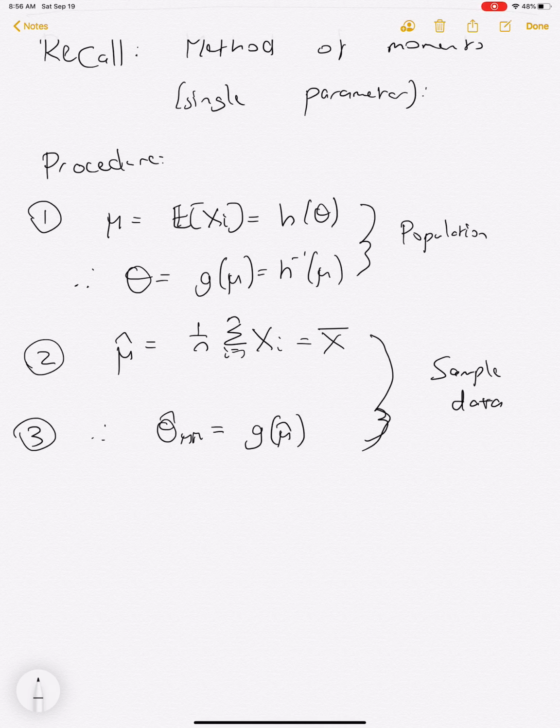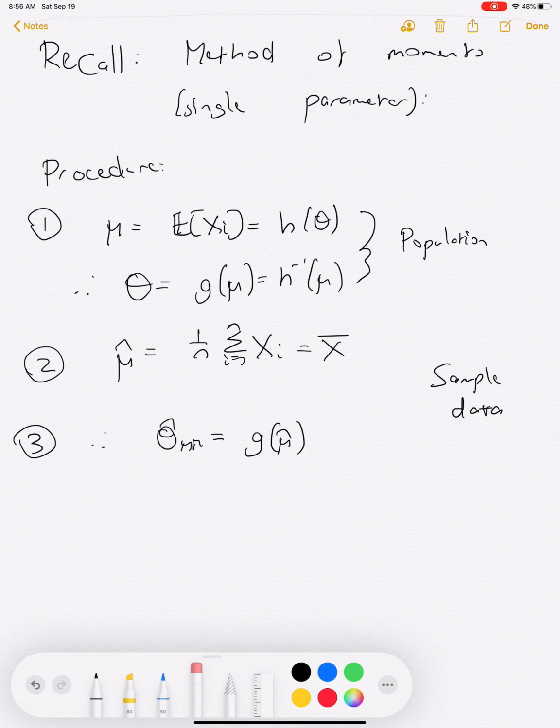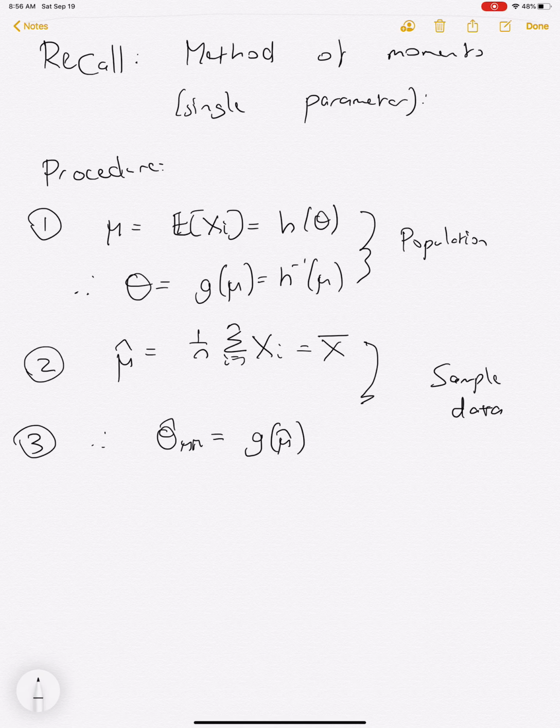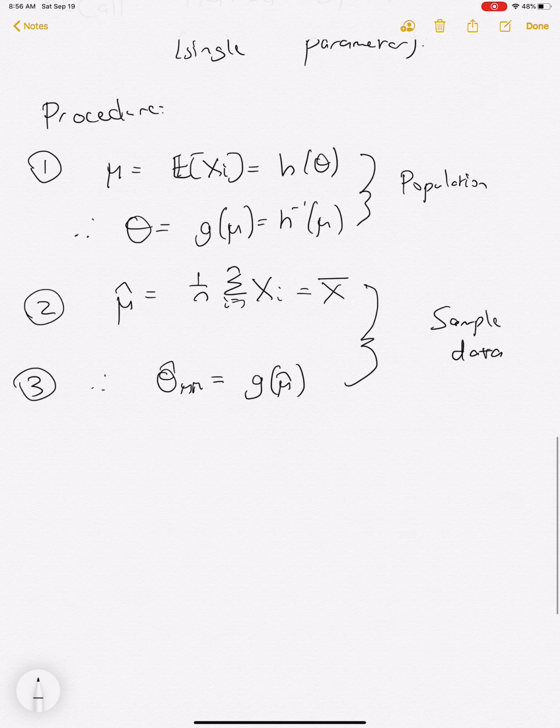In the population domain, you can calculate mu with respect to theta through the function h. So you can work out the population mean and how that relates to the parameter theta. And then you can invert that expression to get theta in terms of mu. And this inversion is what we're going to use to calculate the method of moments estimator.